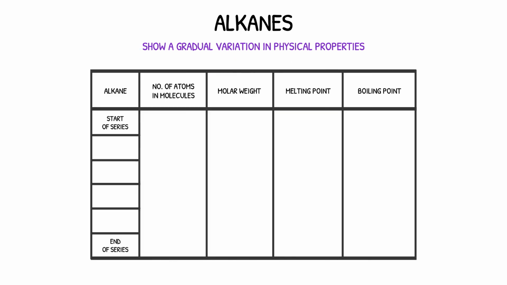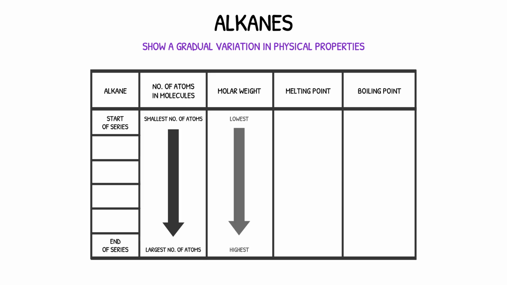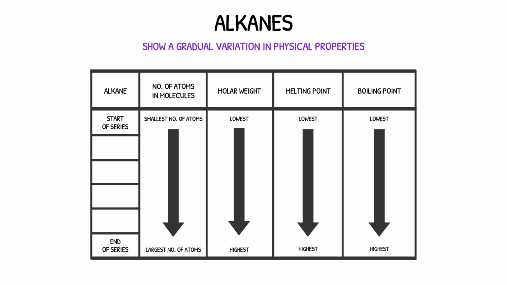There are several trends in the physical properties of the alkanes as we move along the series. For example, as we move down the homologous series, the number of atoms increases and thus, so does the molar weight. As the number of atoms in the alkanes increases, the melting and boiling points increase too. This is because of the increased number of intermolecular forces within each alkane, therefore requiring more energy to overcome and change the state of the substance.